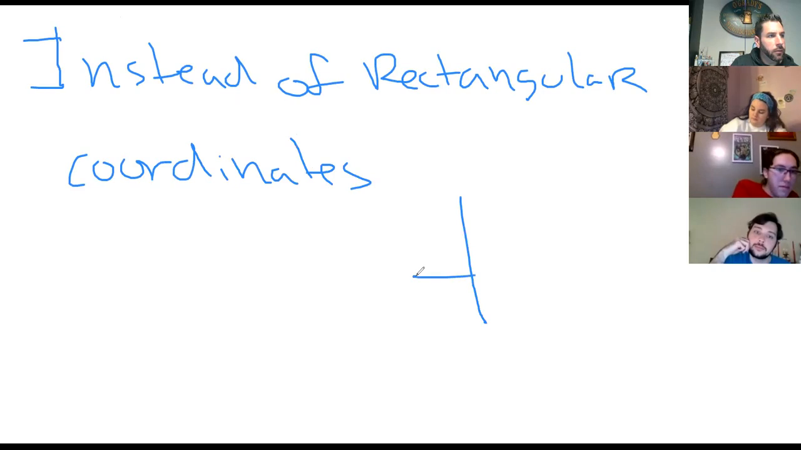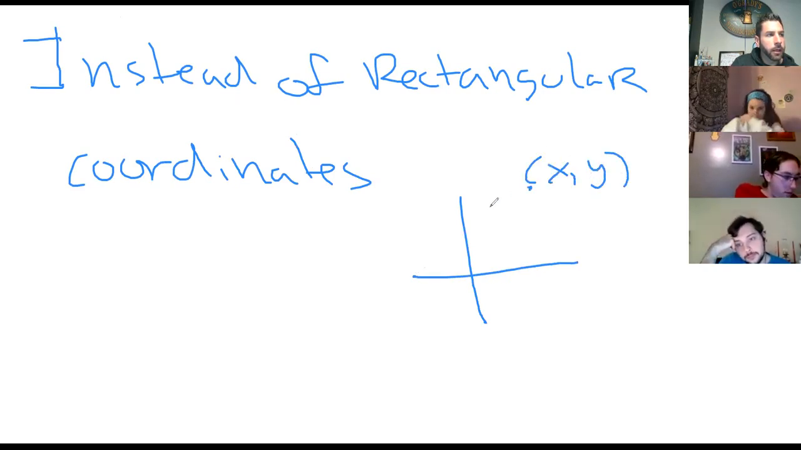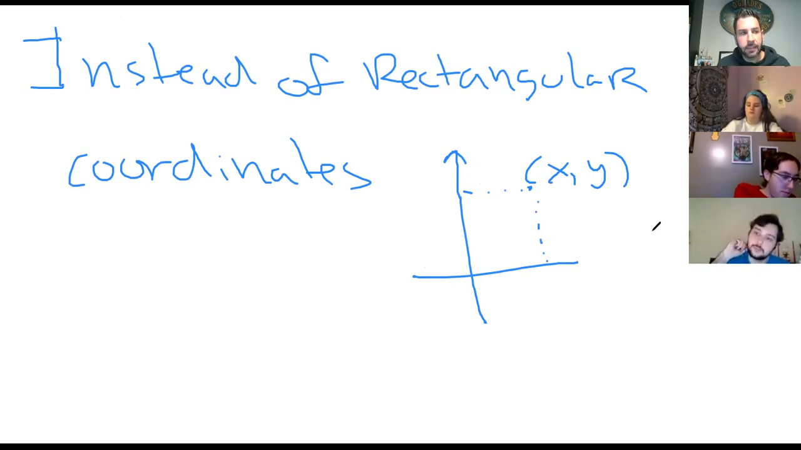Well, we mean this. You take some point, it has an X and a Y, and how do we reference this point? We think of it as a distance from the X-axis and a distance from the Y-axis. So this is the coordinate system you guys have used pretty much your whole life. X's and Y's. So what we want to talk about today is using a different way of measuring distance.